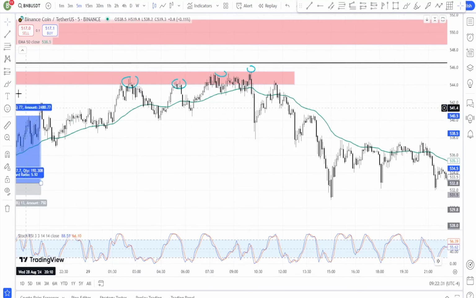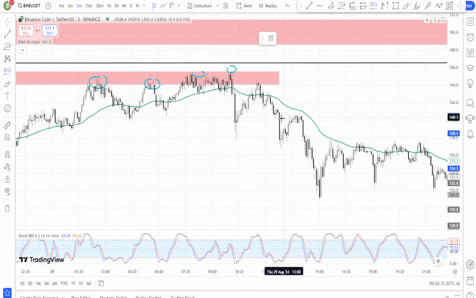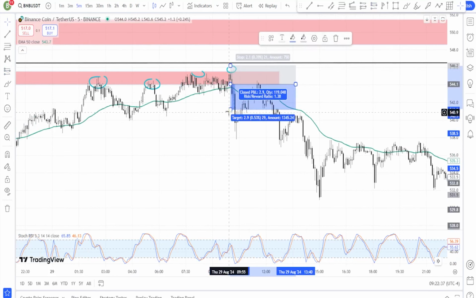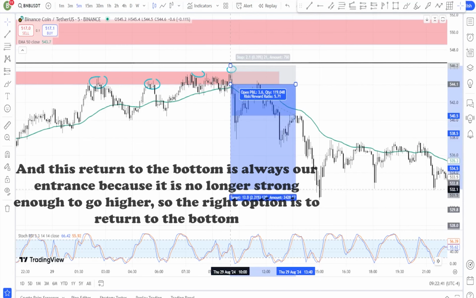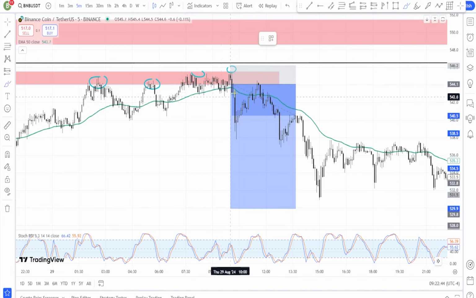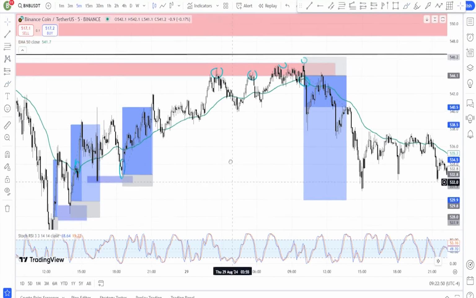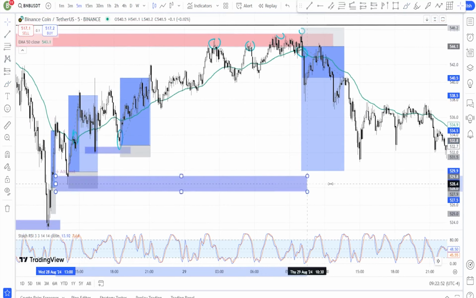EMA 50 as dynamic support and resistance. In an uptrend, the EMA 50 often acts as a dynamic support level, where the price tends to bounce after minor corrections. Conversely, in a downtrend, the EMA 50 can act as resistance. Observing how the price behaves around the EMA 50 on different time frames can provide insight into the strength of the trend.